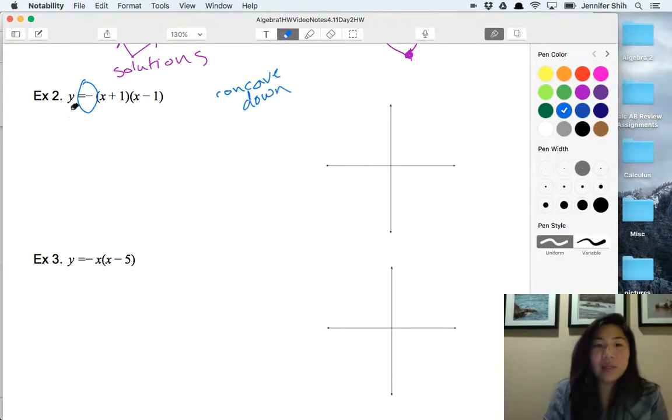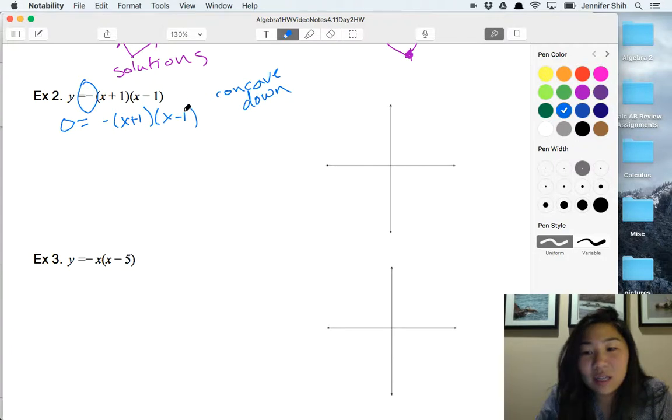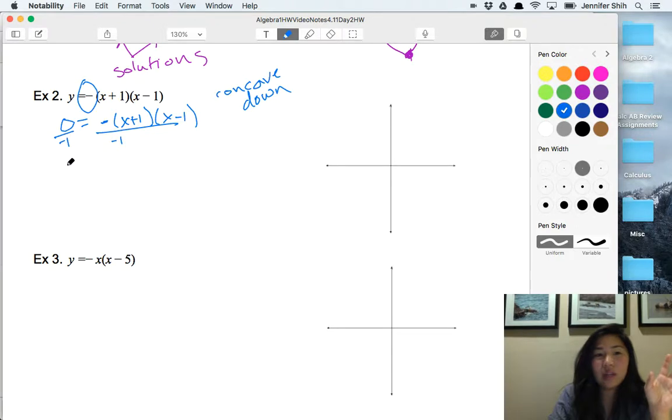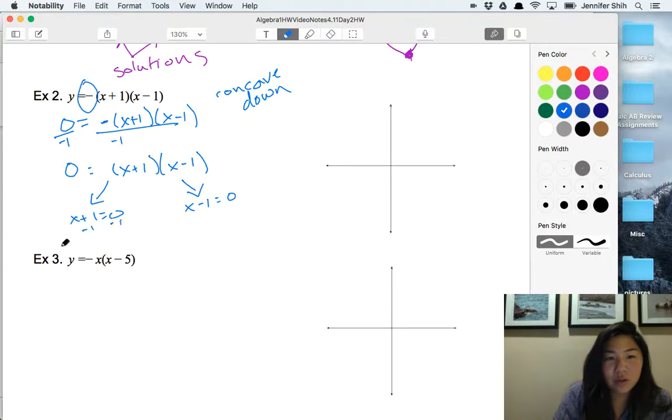Now, where do I put my solutions? Well, I set y equal to 0, and then I can solve for x. Watch, there's this negative right here. I am going to divide both sides by -1. Because it's an equation, I can divide both sides by -1. So if you're ever wondering where that negative goes, or if there's a number in the front, you just divide both sides by that number. Okay, x plus 1 is equal to 0. What I'm doing here is I'm solving for the solutions.